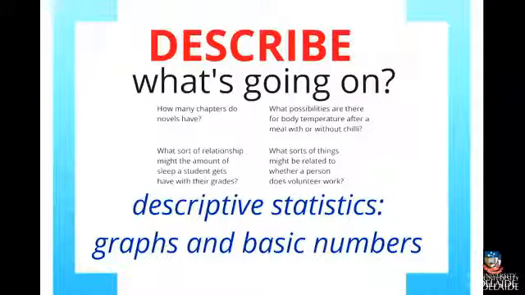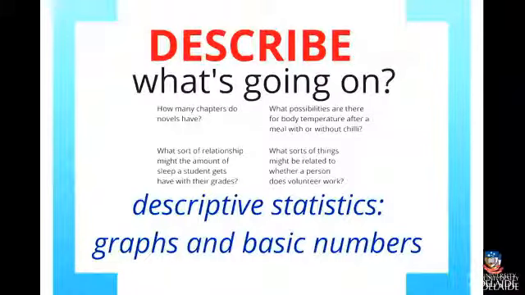Your question is, what's going on? I don't know what's going on. What's going on? So how many chapters do novels have generally? What possibilities are there for body temperature? What sorts of things might be related to whether a person does volunteer work? They're really vague questions. And statistics is not particularly good at answering vague questions, but it can help.